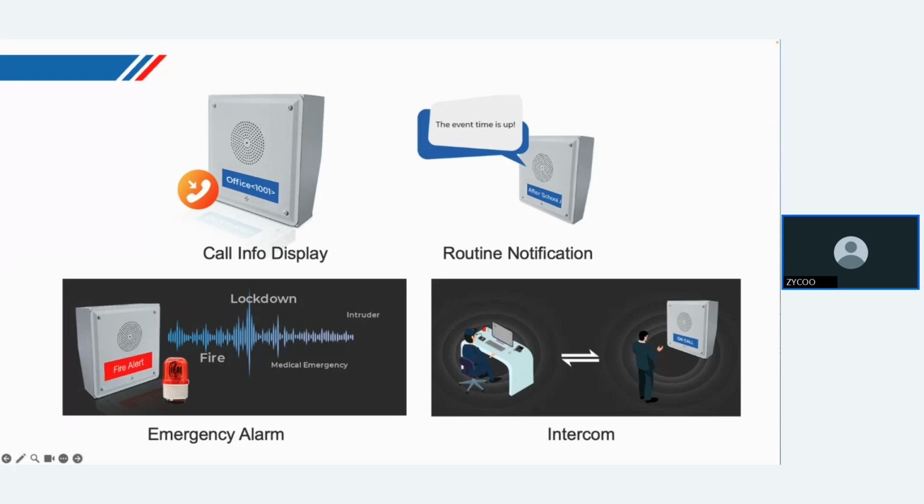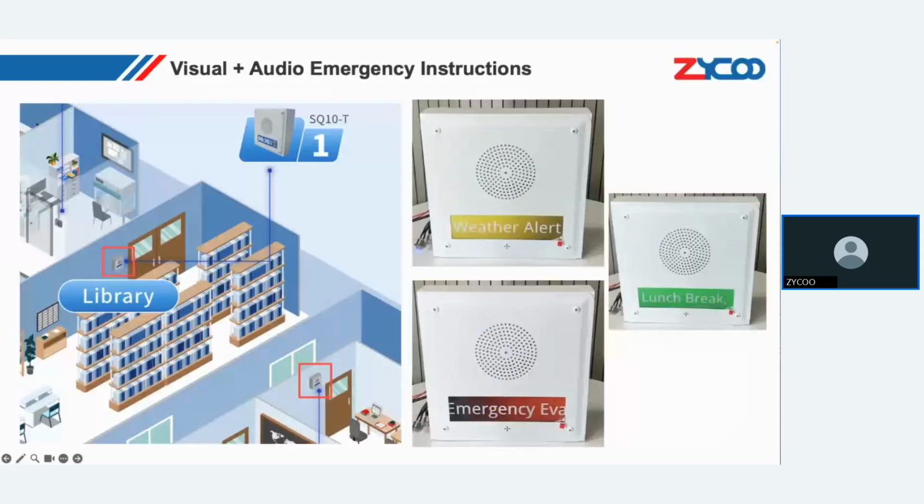scenario. Okay, by using the pre-configured screen preset feature, our campuses can deliver visual and audio emergency instructions simultaneously. For example, you can check on the figures on the right side during some extreme weather or emergency scenarios.